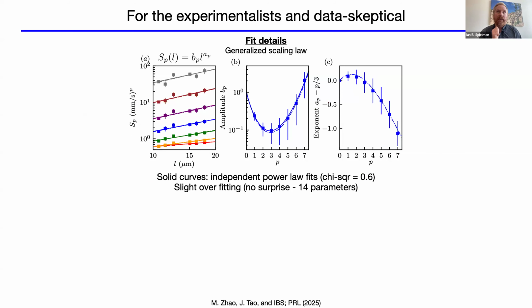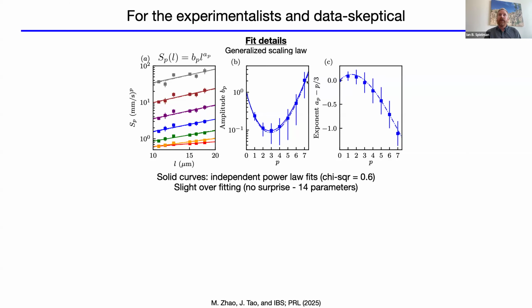Now, this is for the experimentalists and anyone who's skeptical of data analysis. So our model specifically for these fits is plotted up here. It's a power law. Each one of these curves has two unknowns: an unknown amplitude and an unknown exponent. When we fit these things, we had 14 free parameters. And if you believe our uncertainties, that we spent a great deal of time quantifying, the reduced chi-square of this is 0.6, which indicates a degree of overfitting.